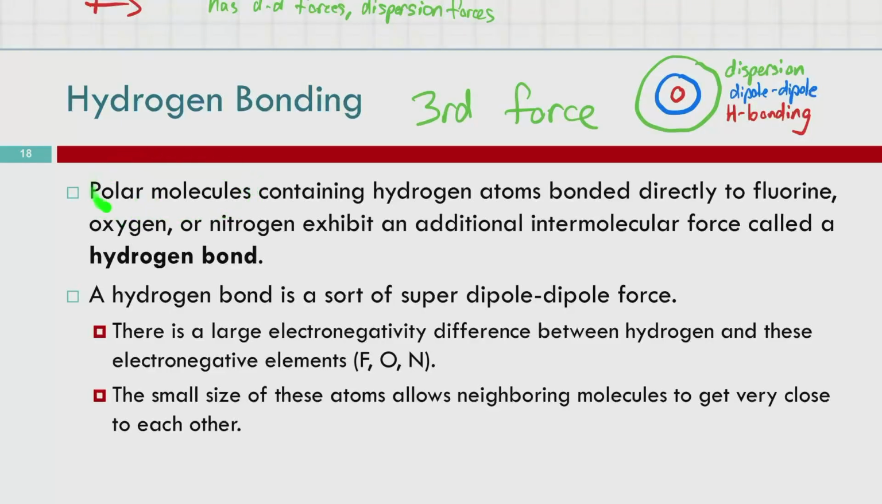So polar molecules that contain hydrogen atoms bonded directly to fluorine, oxygen, or nitrogen exhibit what we call hydrogen bonding. So our options are hydrogen bonded to fluorine, hydrogen bonded to oxygen, which is probably bonded to something else, and hydrogen bonded to nitrogen, which might be bonded to one or two things. So if that feature shows up in a polar molecule, then we would consider it to have hydrogen bonding.